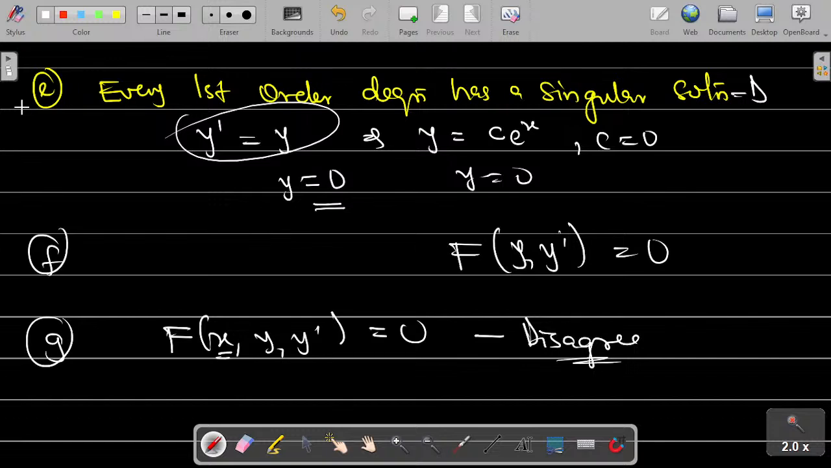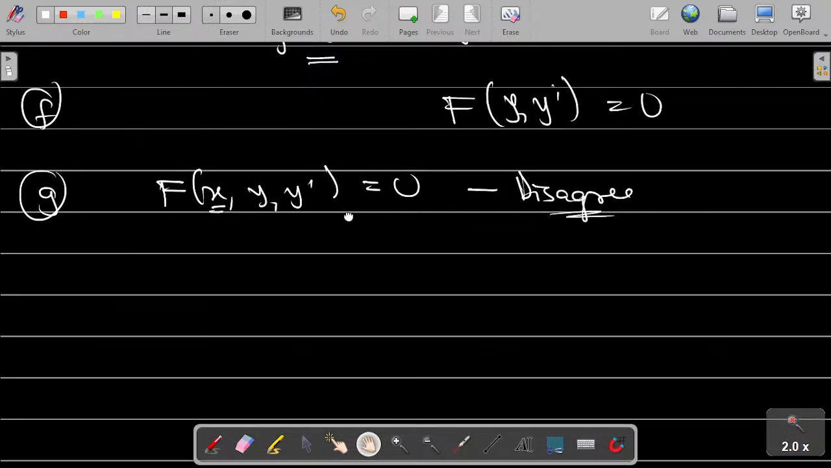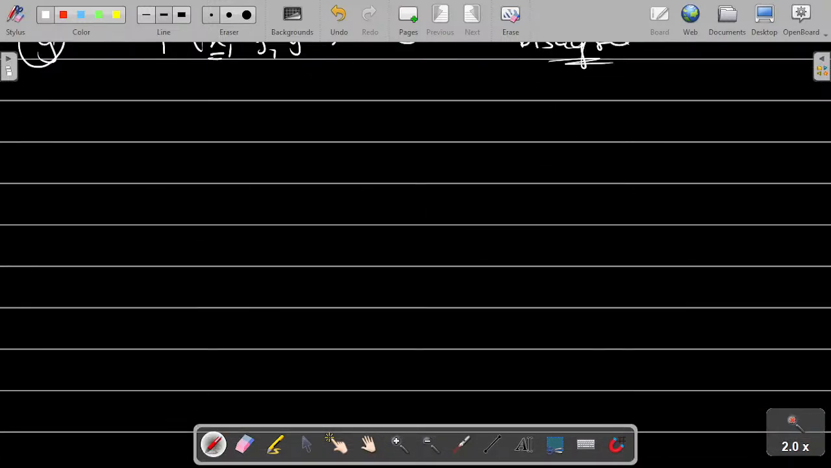Okay, so welcome back. So for problem 8, which is the last one for module 1, we are to solve a problem, and the problem is to derive the differential equation from a particular equation given to us. Okay, so let's look at it.